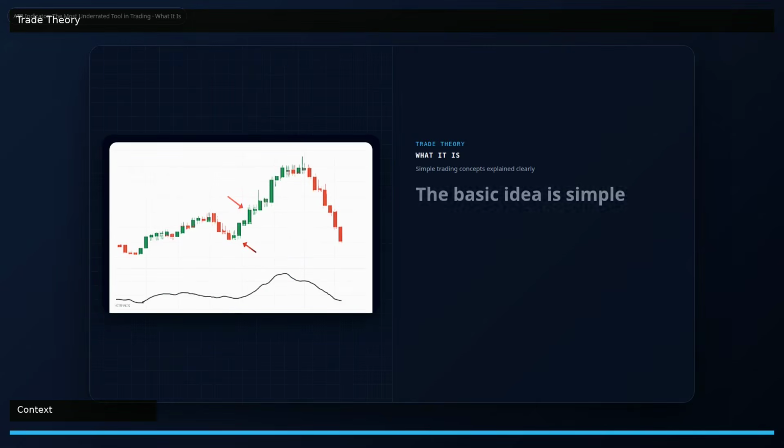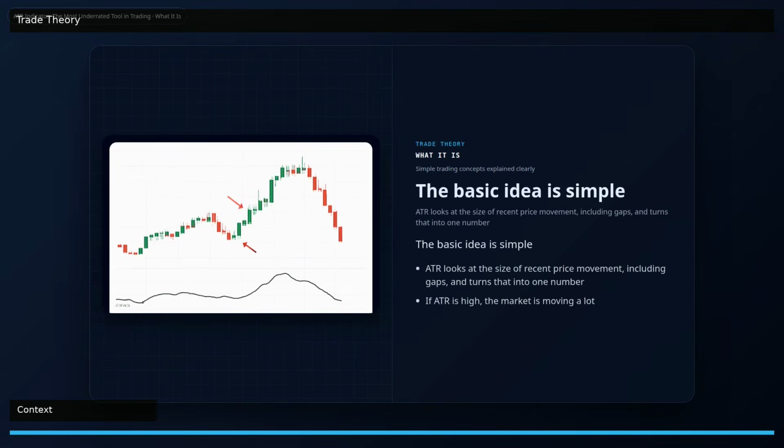The basic idea is simple. ATR looks at the size of recent price movement, including gaps, and turns that into one number. If ATR is high, the market is moving a lot. If ATR is low, the market is quieter. I use that as a reality check. Before I place a stop, set a target, or judge whether a move is meaningful, I want to know whether the current swing is normal or unusually large for that instrument.